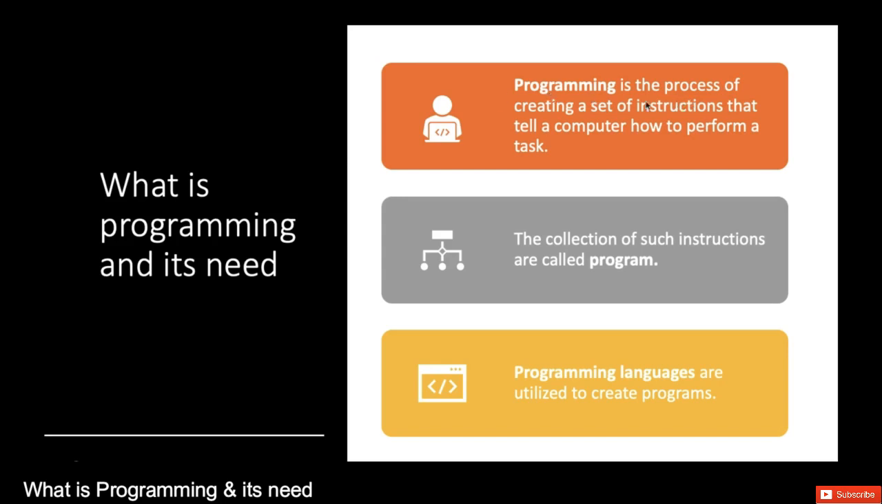Programming is the process of creating a set of instructions that tell a computer how to perform a task. Now, what about a program? These terms are very essential when you start a basic understanding of programming. The collection of instructions which we create to make a computer perform a task is called a program. We use several programming languages to create such programs.